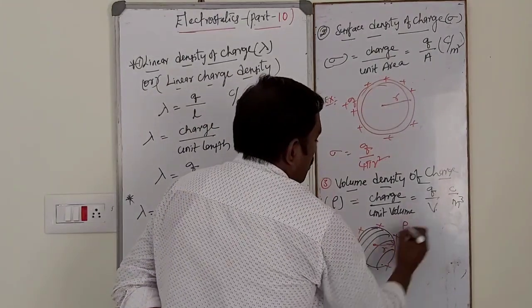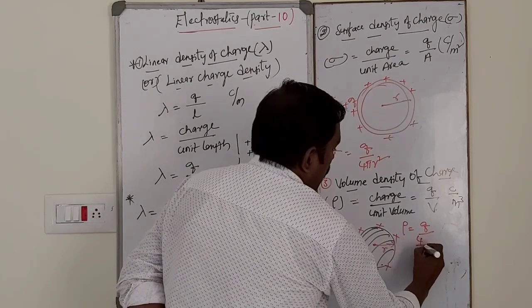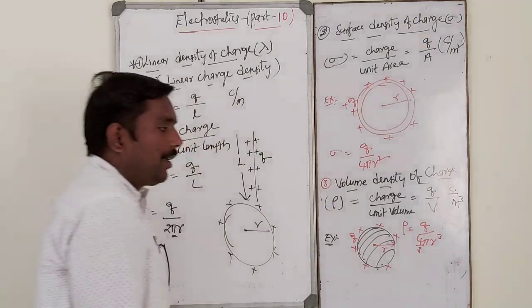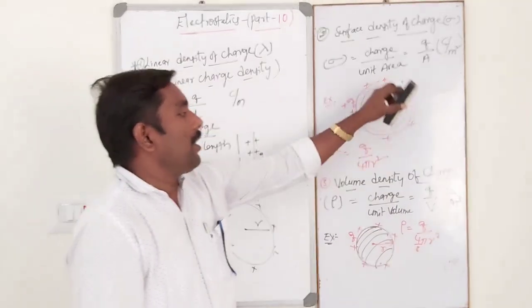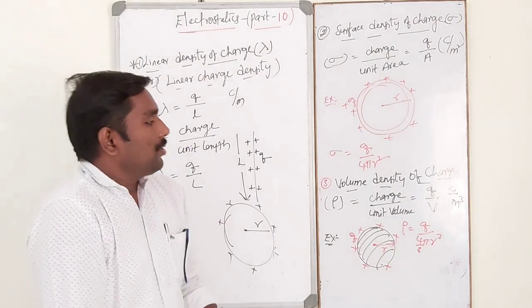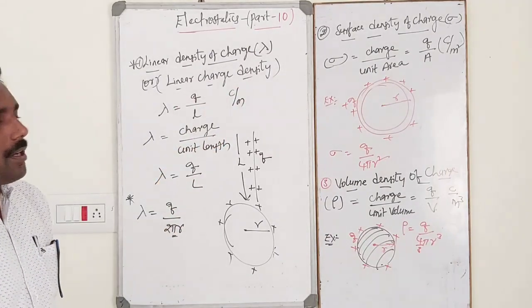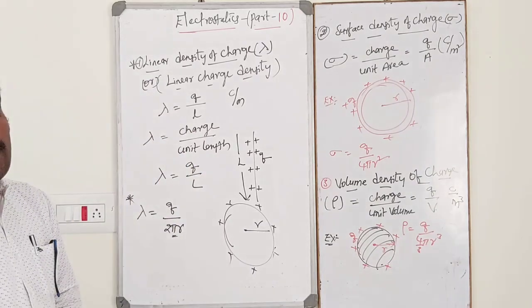Rho is equal to the total charge Q divided by the volume of the sphere, like this, 4 by 3 pi r cube. This is the volume of the sphere. So this is the area of the shell, spherical shape, 4 pi r square. So dear students, these three definitions are very most important. How to distribute the charge?